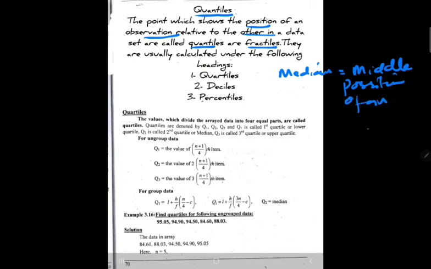Bismillahirrahmanirrahim. Dear students, now we are discussing the topic of quantiles. Quantiles are like the median, which shows the position of an observation relative to the other data. They are called quantiles or fractiles. Just like the median shows the middle position of arrayed data.